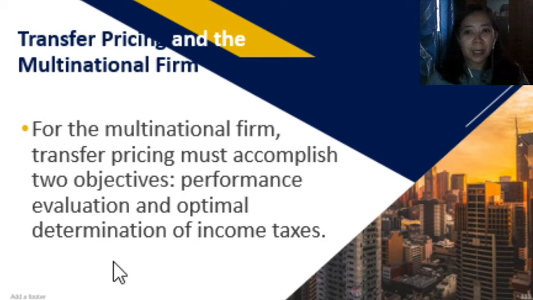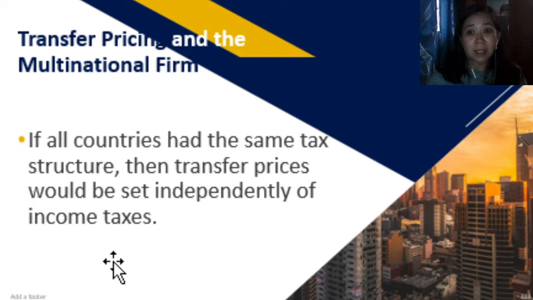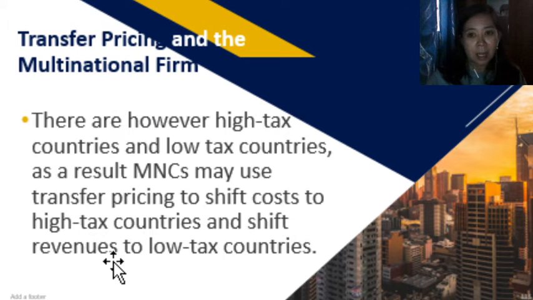Okay, so for the multinational firm, transfer pricing must accomplish two objectives. Number one, it must be a basis for performance evaluation, and number two, the optimal determination of income taxes. Because in this case, buying and selling transactions can also affect the taxes being paid by the multinational company. So if all countries have the same tax structure, then transfer prices would be set independently, without regard to income taxes.